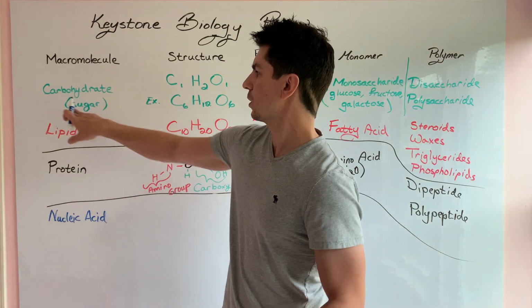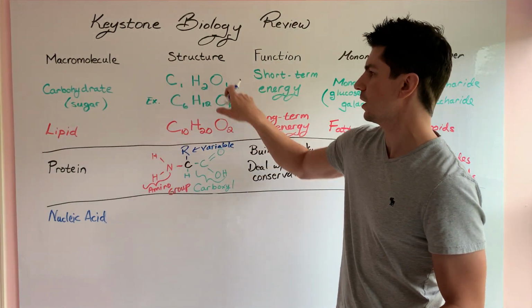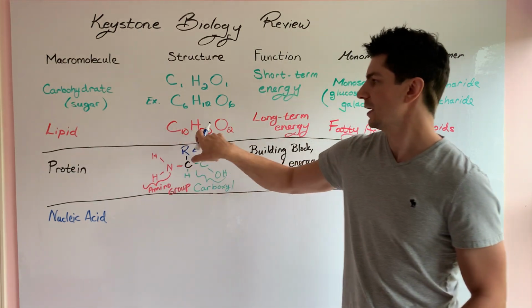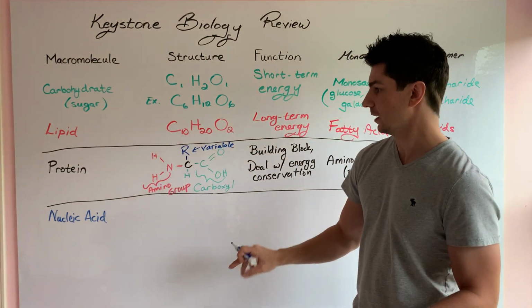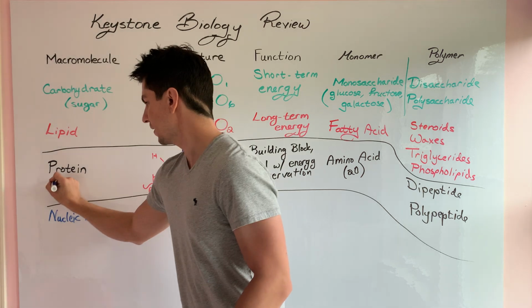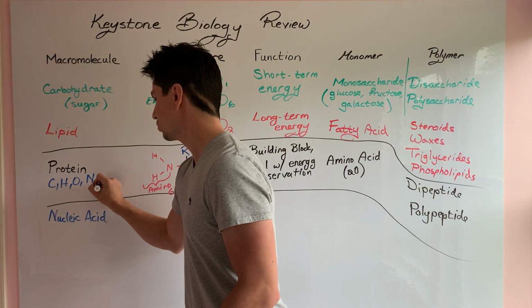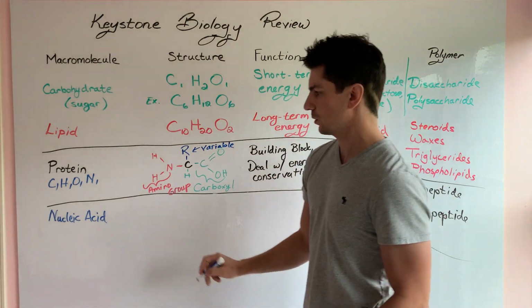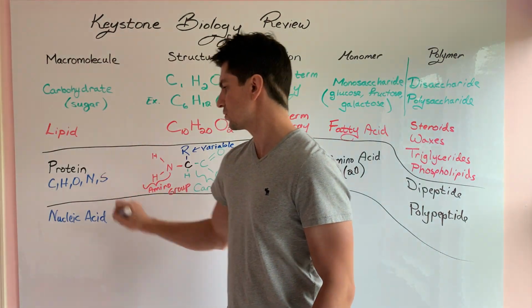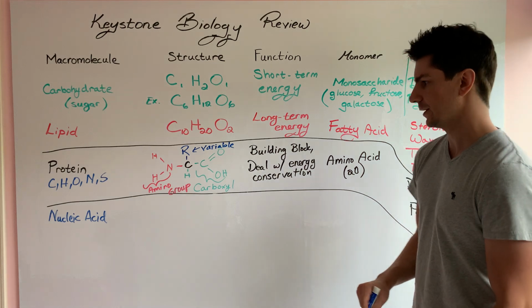Now, if you guys notice, carbohydrates, we had carbon, hydrogen, oxygen. Lipids, carbon, hydrogen, oxygen. Same elements there. Proteins, we still have carbon, hydrogen, oxygen, but now we added nitrogen, and sometimes in this R group, we can have sulfur in it as well, every now and again.